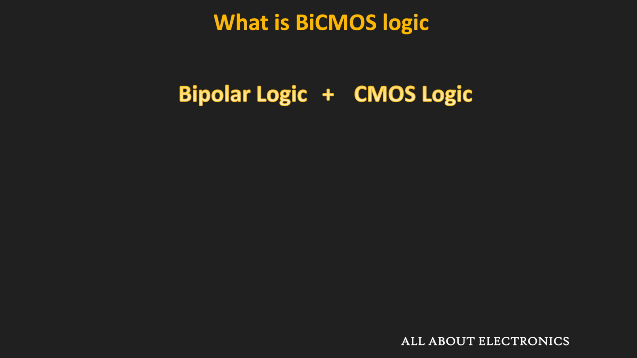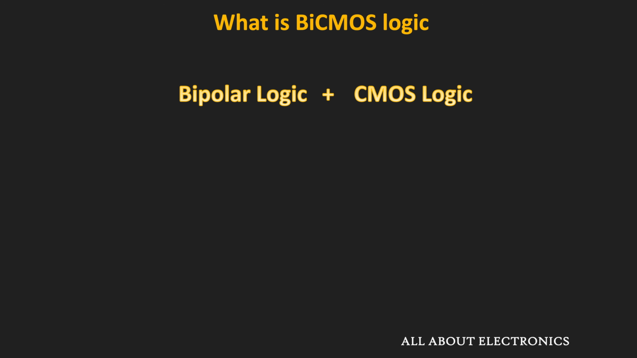So this bipolar logic consists of the BJTs, while the CMOS logic consists of the MOS transistors. So first of all, let us understand why the BiCMOS logic is used and what the advantages of this logic are over the bipolar and the CMOS logic. For that, first we need to understand the limitations of the CMOS logic.